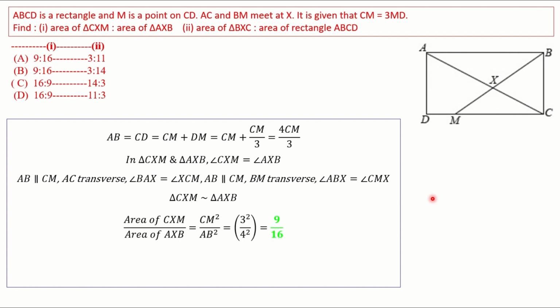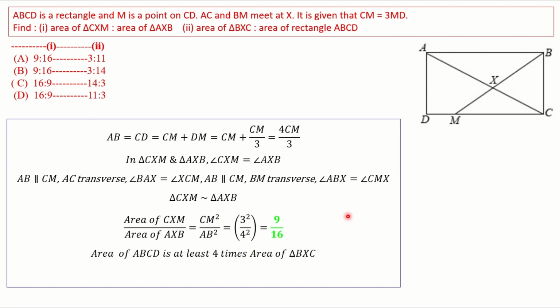So the ratio of their areas will be the squares of their corresponding sides, right? This we have used many times in the previous videos. So CM by AB I am taking because here we know the values. AB is nothing but 4 by 3 CM. So CM square by AB square will become 3 by 4 whole square, which is 9 by 16. So there are two answers, A and B, and 9 by 16 is here. So let's see the second part now.